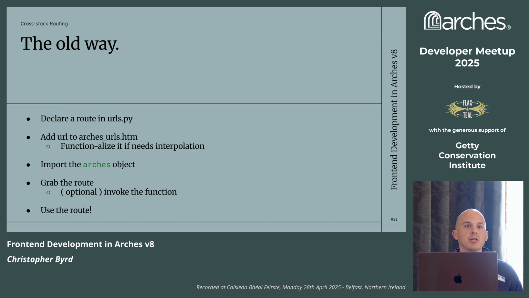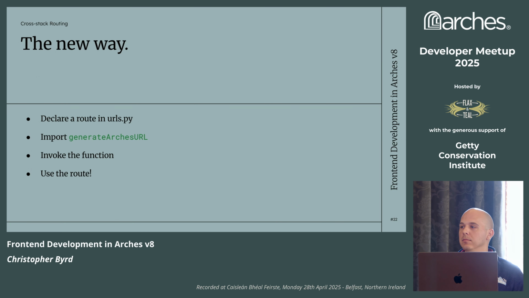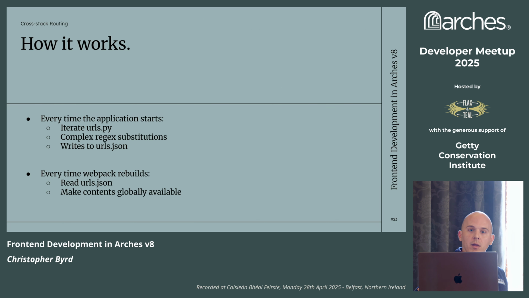That's a lot of friction just to be able to hit an endpoint, right? Well, that way is dead. Don't use it anymore. As of V8, there is a new way to do things. The new way is basically: declare a route in urls.py, import a fancy special function supplied via Arches core called generateArchesURL, invoke the function, and use the route.